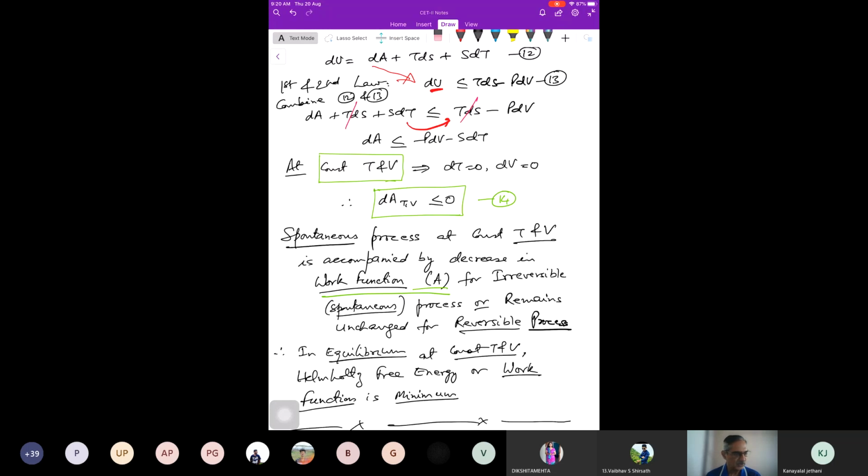First one is constant U, internal energy, and constant V. Second is constant temperature and constant volume. Any questions, doubts on this derivation? Okay, notes? Somebody has to give me a signal. Yes, sir. Okay. So let's see the third condition.